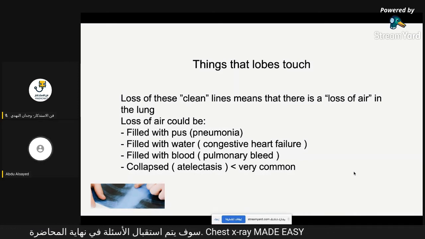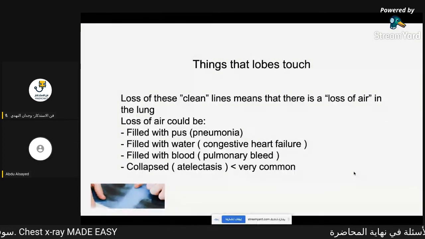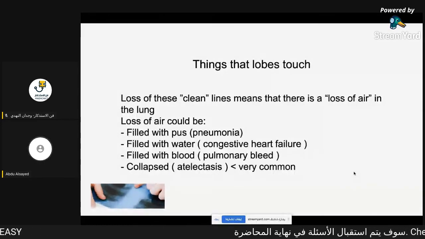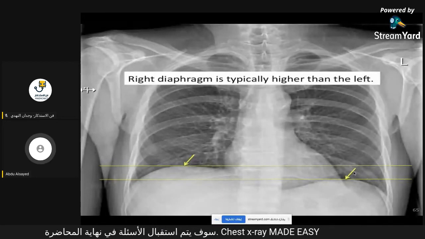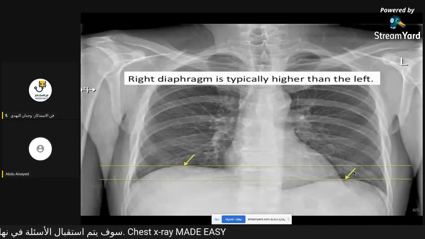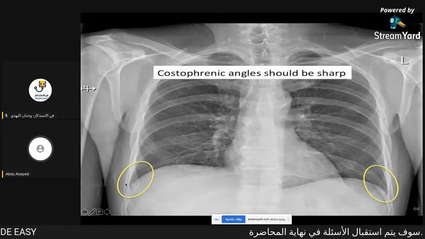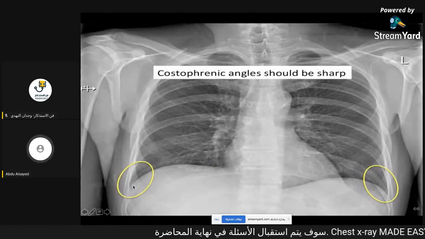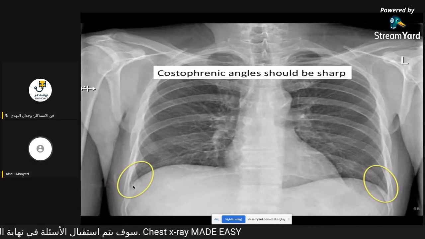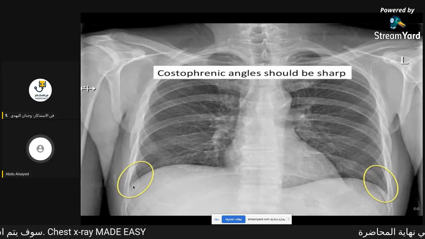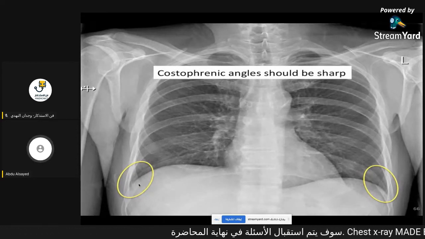The right hemidiaphragm is always higher than the left. And the costophrenic angle: phrenic means the diaphragm, because the diaphragm is innervated by the phrenic nerve. For that, we call it the costophrenic angle. It should be sharp, well demarcated, and obvious. Any blunting in this area is considered abnormal.